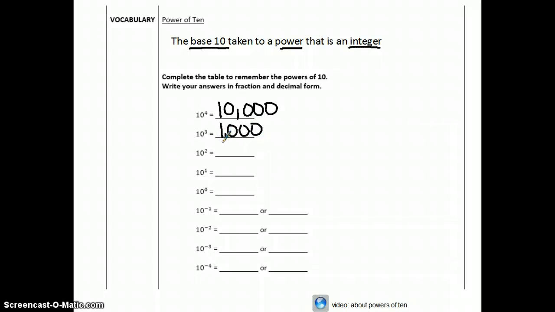10 to the 2nd power is 100. Notice each time here I'm just losing a 0. 10 to the 1st power is 10. 10 to the 0 power, remember anything to the 0 power is 1. 10 to the negative 1, remember that's the reciprocal of 10, which would be 1 over 10, which would be the same as 0.1, 1 divided by 10.